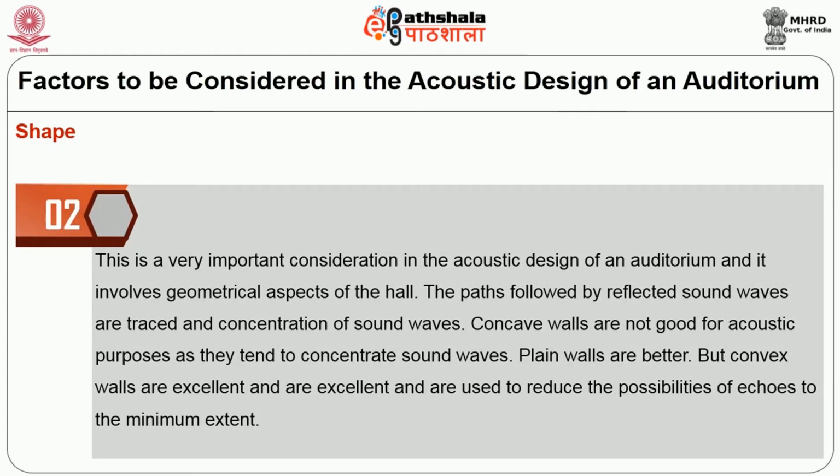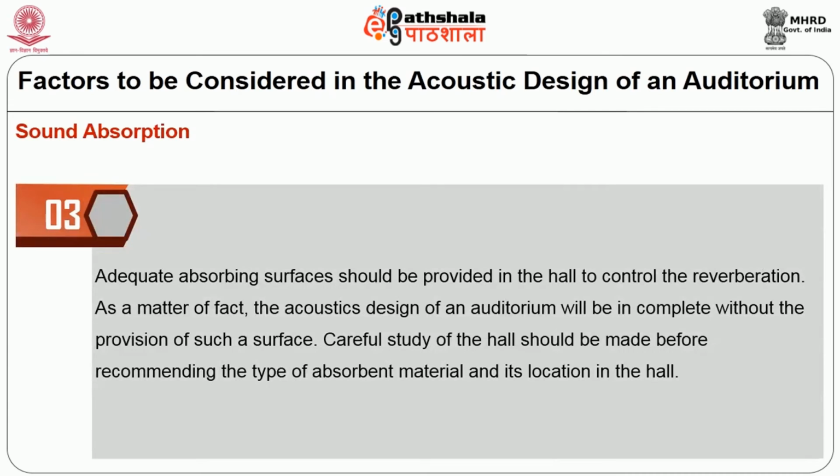Shape is a very important consideration in the acoustic design of an auditorium, and it involves geometrical aspects of the hall. The paths followed by reflected sound waves are traced, along with the concentration of the sound waves. Concave walls are not good for acoustic purposes as they tend to concentrate sound waves. Plain walls are better, but convex walls are excellent and are used to reduce the possibilities of echo to the minimum extent. Sound absorption.